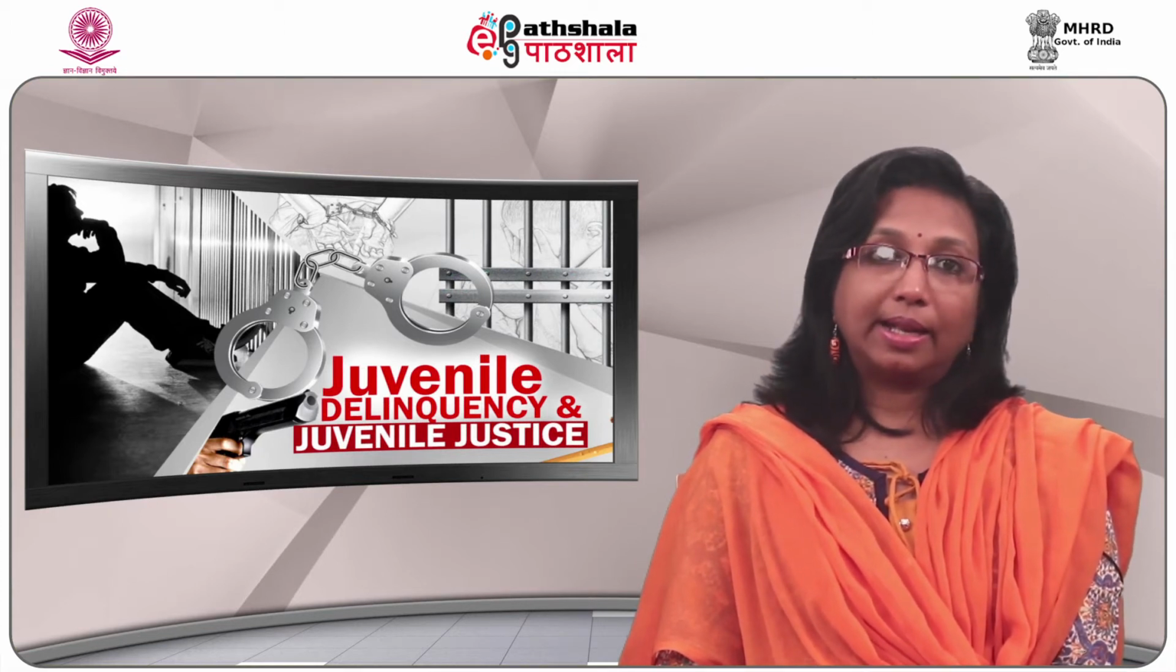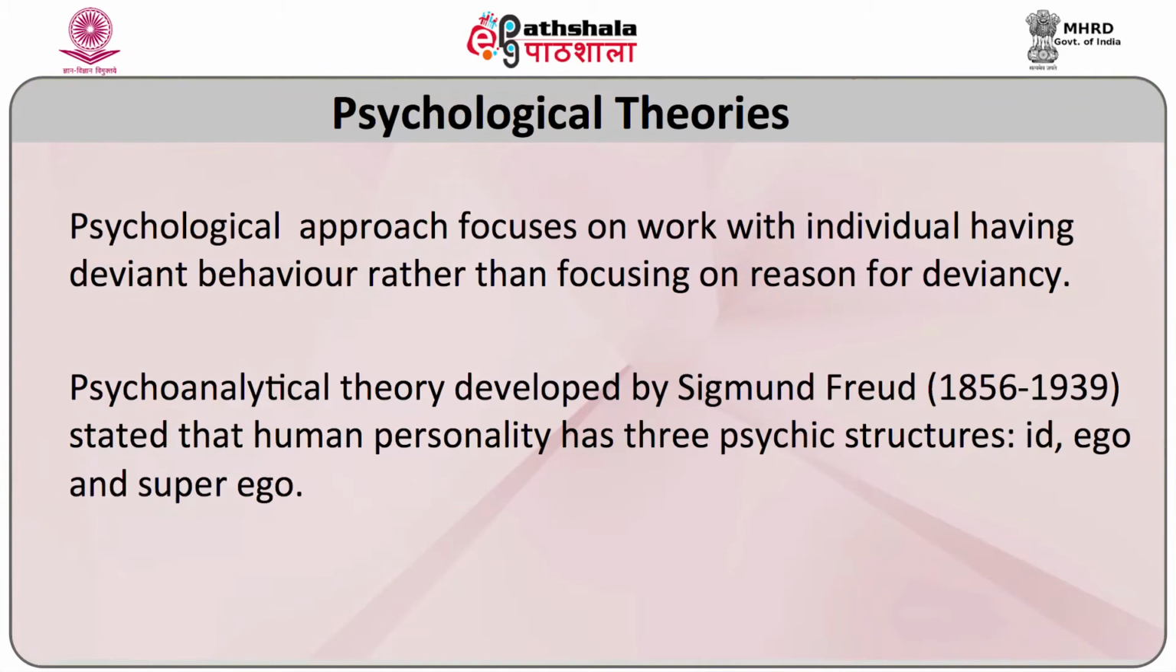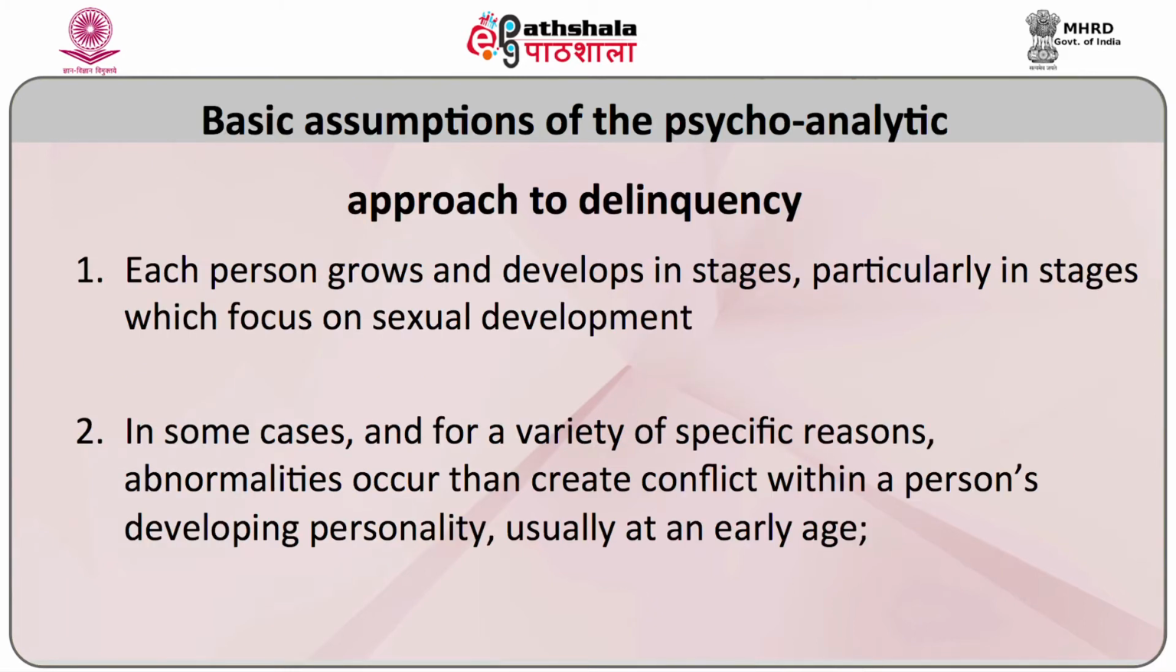Let us look at the psychoanalytical theory. The psychoanalytical theory developed by Sigmund Freud stated that the human personality has three psychic structures: the id, ego, and superego. The basic assumptions of the psychoanalytic approach to delinquency are: 1. Each person, presumably other than the severely retarded, grows and develops in stages, particularly in stages which focus on sexual development.